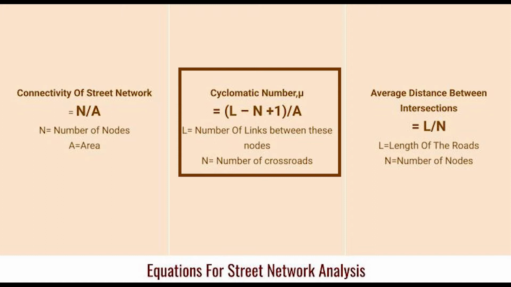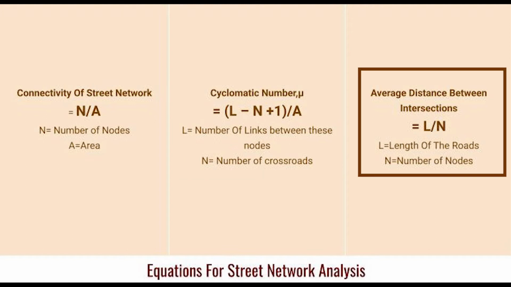Then the number of crossroads or the number of nodes, these are the same thing. When we subtract the number of crossroads from the number of links, we will get the cyclomatic number. We have to add +1 to adjust everything.